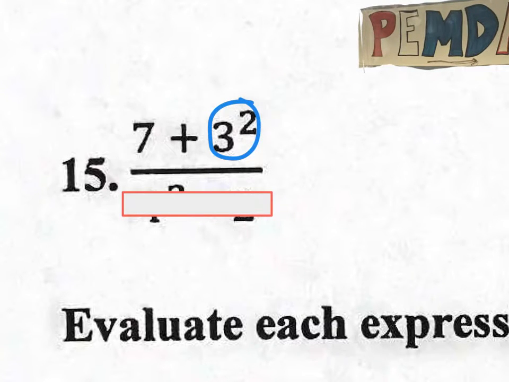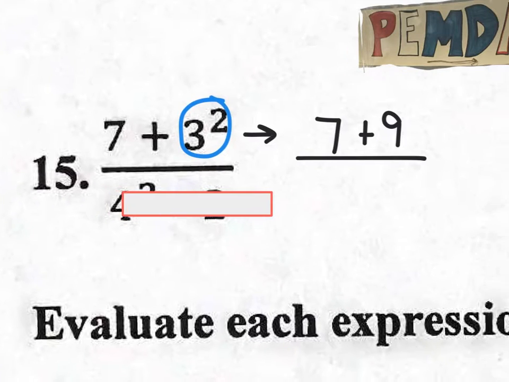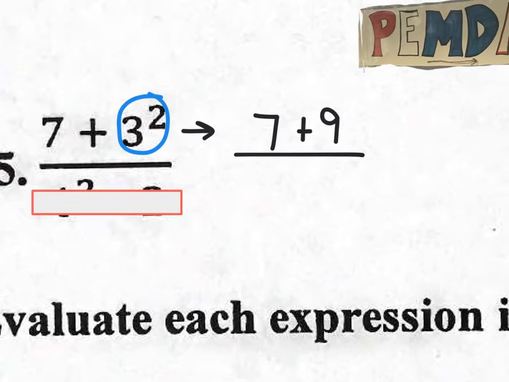So let's go for exponents first. 3 squared is what? 9. So I really have, and like I said, do one step and rewrite everything, a 7 plus 9 up there, and it's still on top. And I'm still ignoring the bottom. So my final step on the top will be to do 7 plus 9, which is a final answer of 16. So up on top, I have 16.